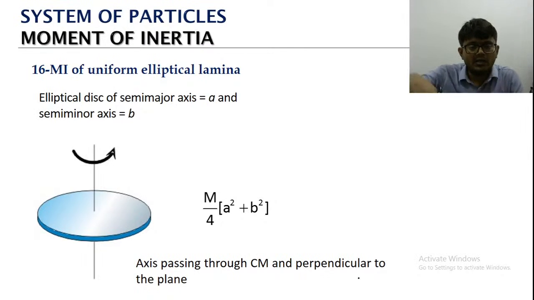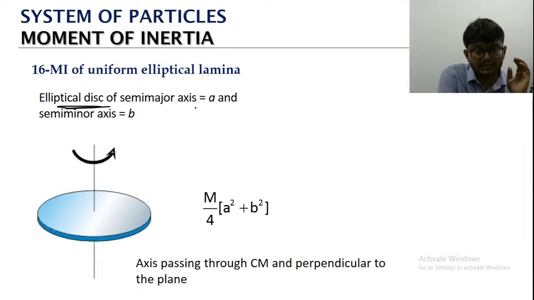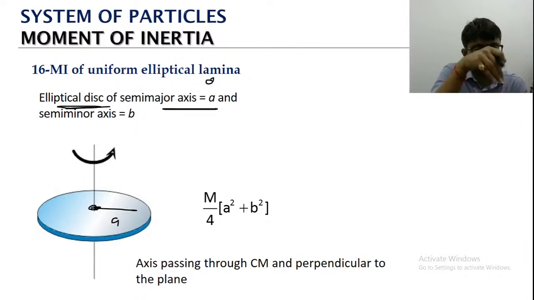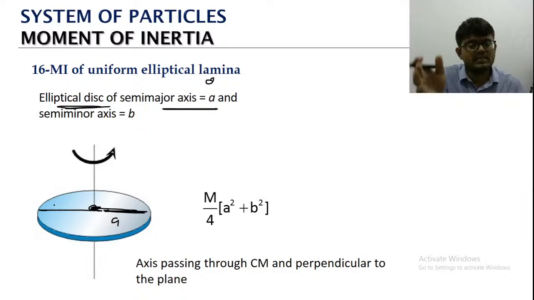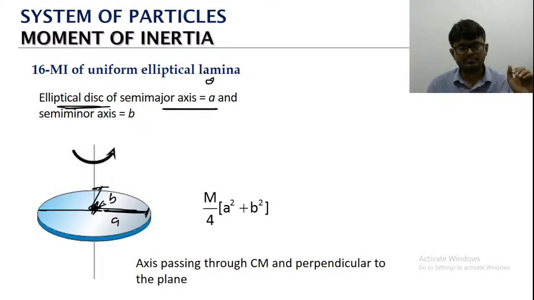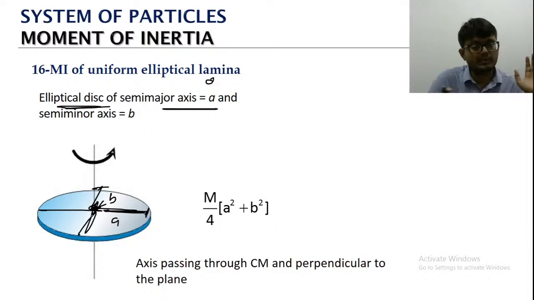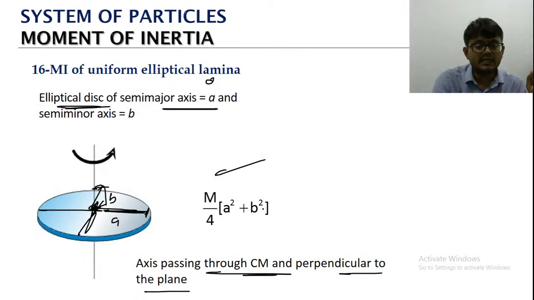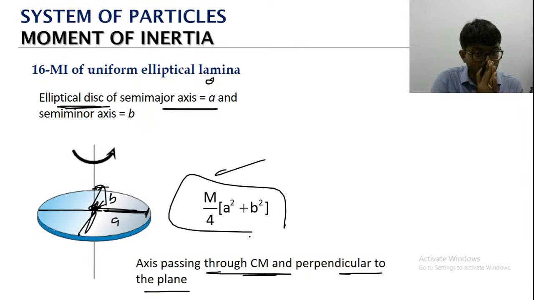Then if you have a circular disc, we saw the moment of inertia about the principal axis is MR square by 2. If you have an elliptical disc of semi-major axis A, meaning from the center, the total length of the major axis we will generally take as 2A. The semi-minor axis is B, and the length of the minor axis will be 2B. If the axis passes through the center of mass and is perpendicular to the plane, what is the formula? M into A square plus B square by 4.